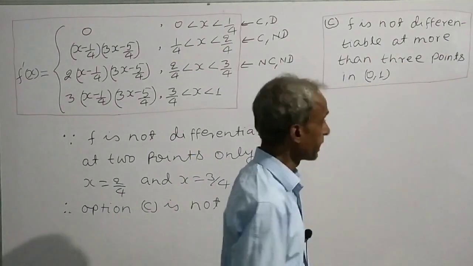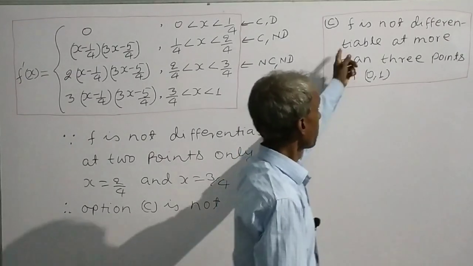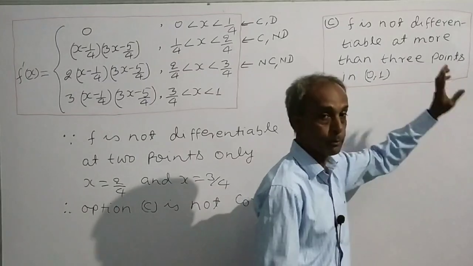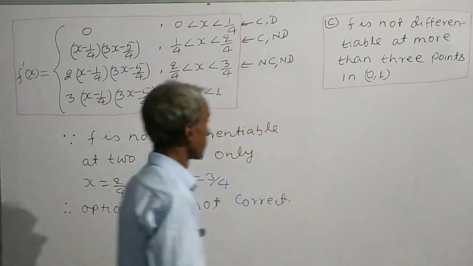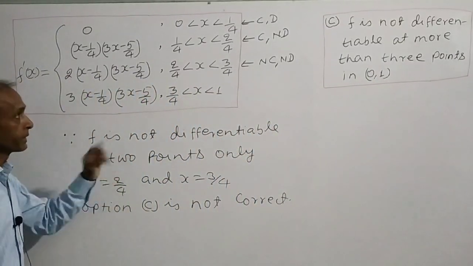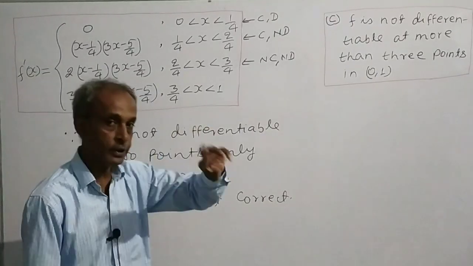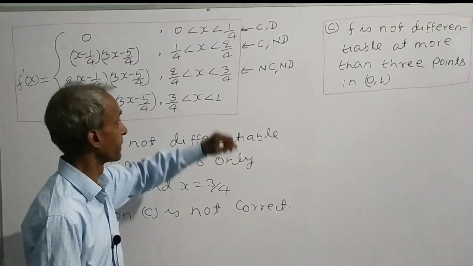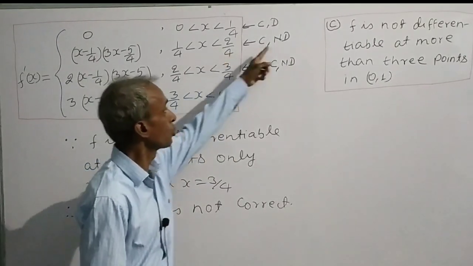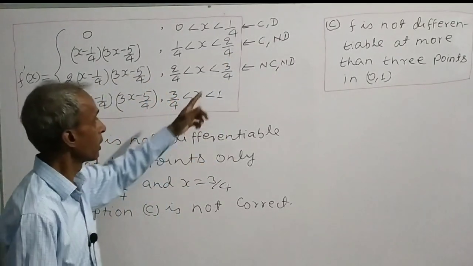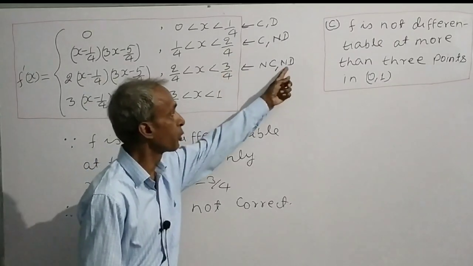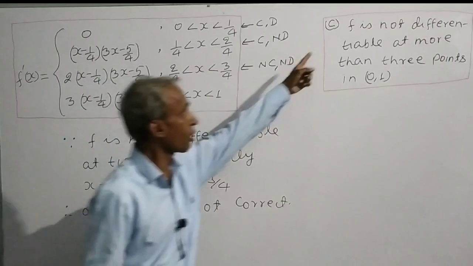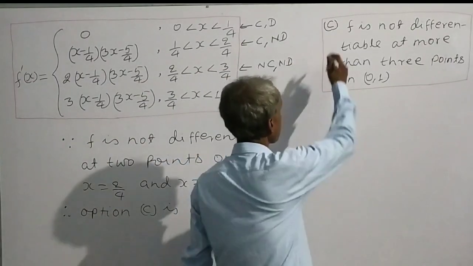In option C, it is said that f is not differentiable at more than 3 points in (0, 1). But we see that f is not differentiable at exactly 2 points. x equal to 2/4, not differentiable. x equal to 3/4, not differentiable. Therefore, this option is not correct.